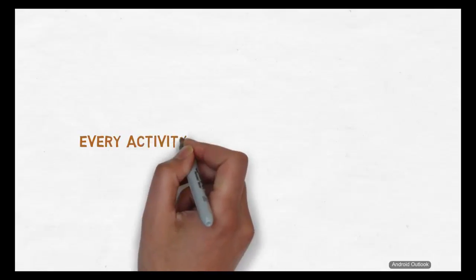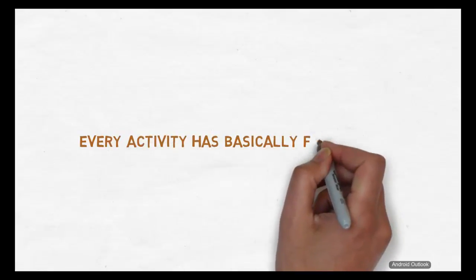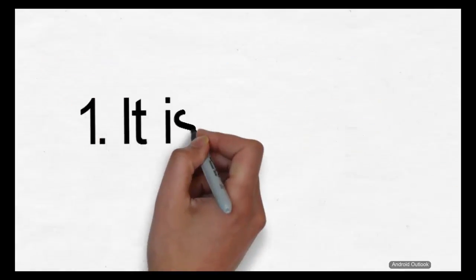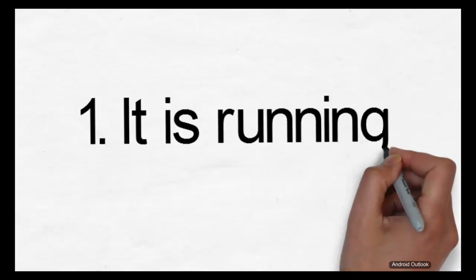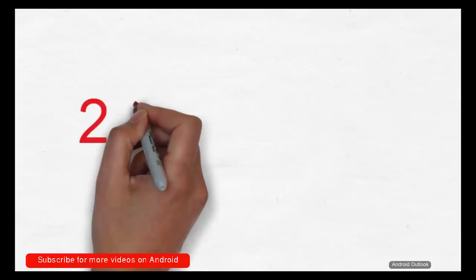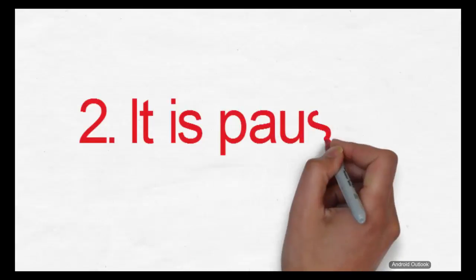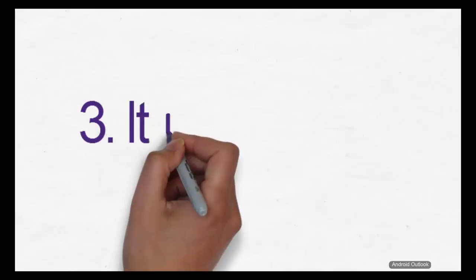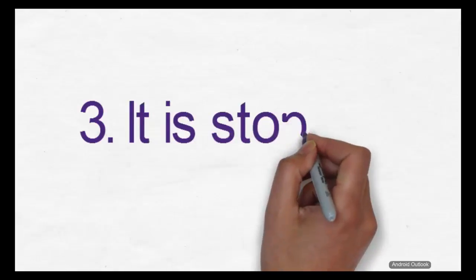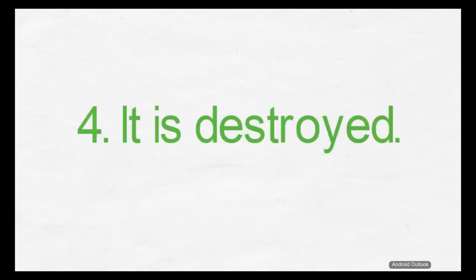Every activity has basically 4 stages. The first stage is that the activity is in the foreground, or it is running. The second stage is that a non-full-sized activity or transparent activity is created over the foreground activity, or it is paused. The third stage is that the foreground activity is completely obscured by a new activity, or in other words it is stopped. And the fourth stage is that the foreground activity is completely destroyed.